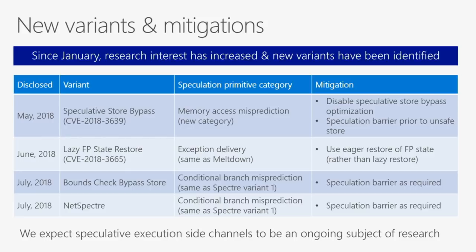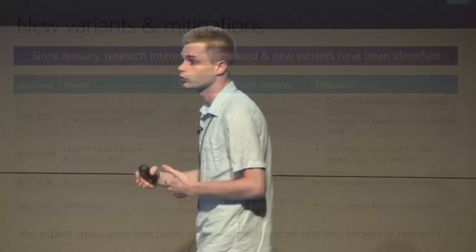Then we have bounds check bypass store. This was similar to variant one. If we have a conditional branch mispredicting leading to an out of bounds store, and that store corrupts an indirect branch target, that can leave an attacker with arbitrary speculation at an arbitrary address. The way we mitigate that is just by adding speculation barriers again, similar to variant one. And finally, we have NetSpectre, which is the first kind of speculative execution side channel not using the cache. That was timing the AVX instructions. The mitigation for that is once again just using a speculation barrier in vulnerable patterns.